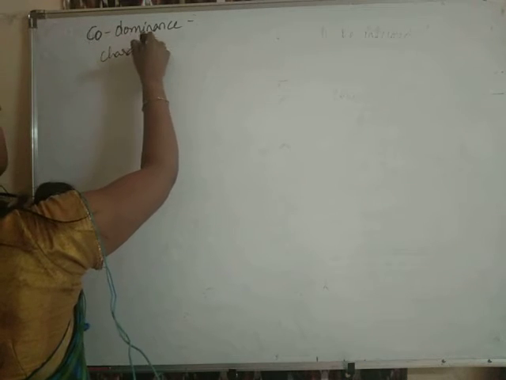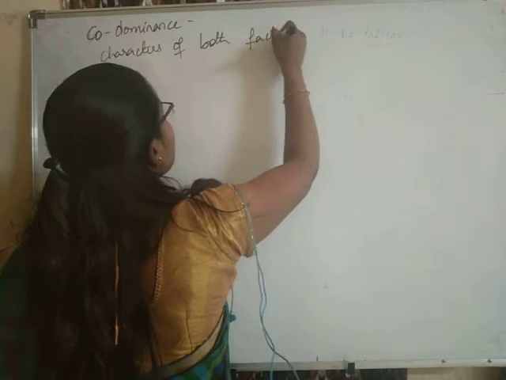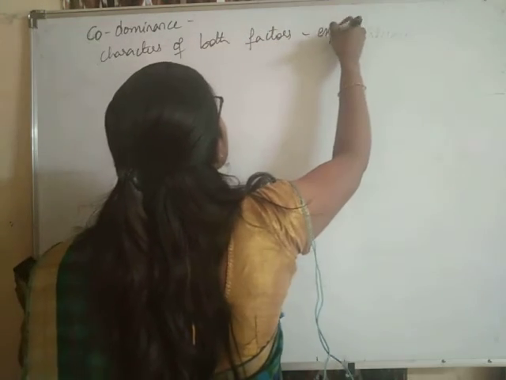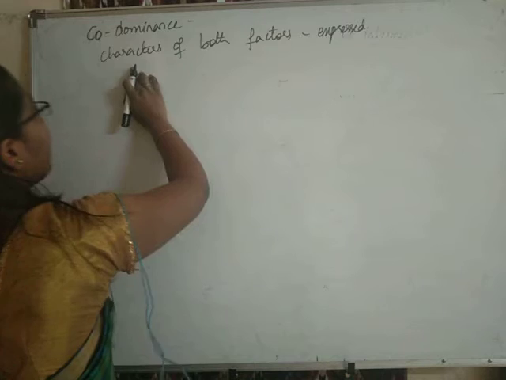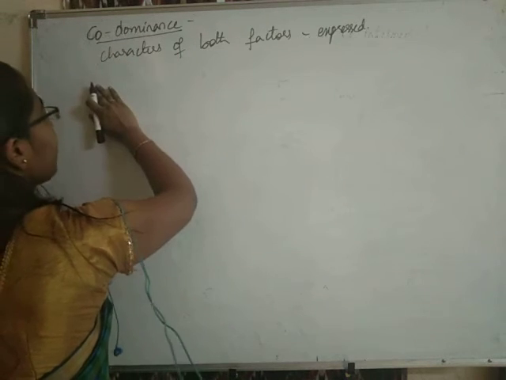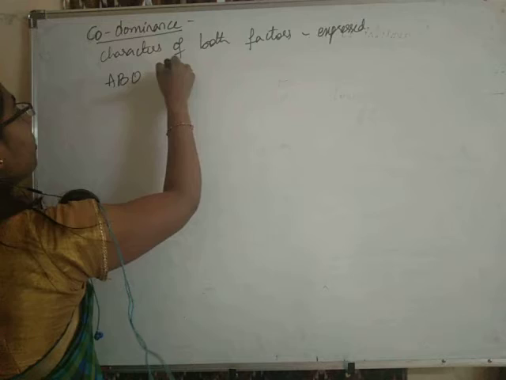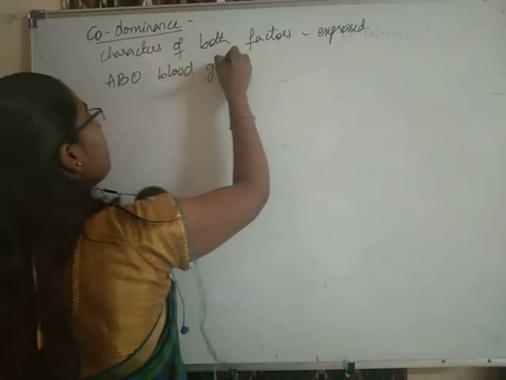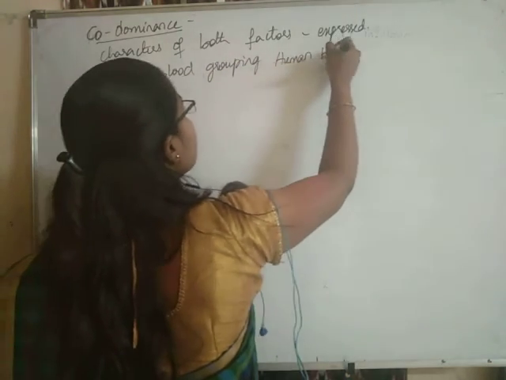The characters of both the factors will be expressed, okay, that is codominance. And this codominance is seen, for example, in ABO blood grouping in human beings, okay.